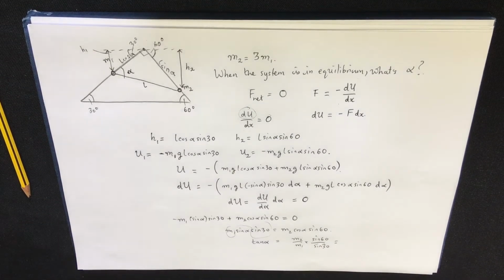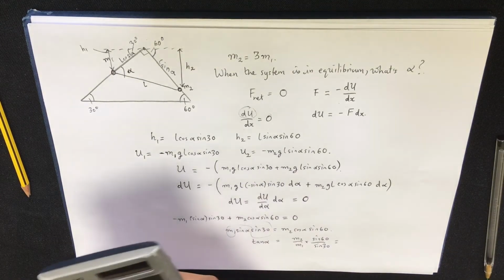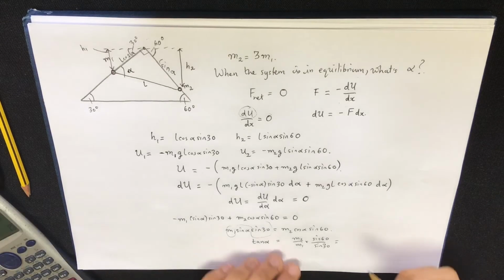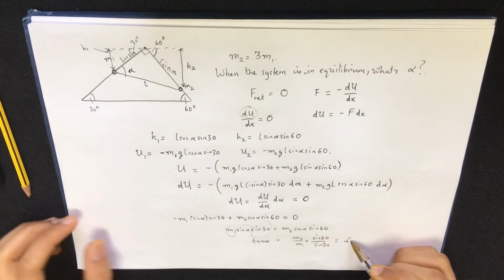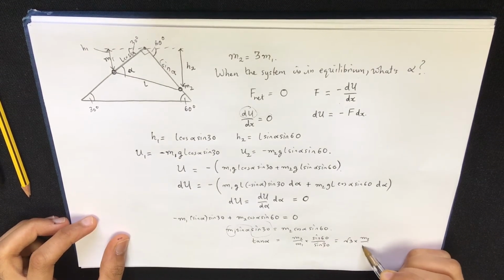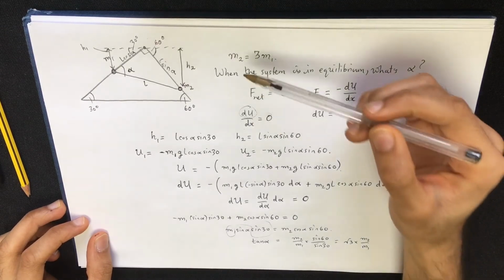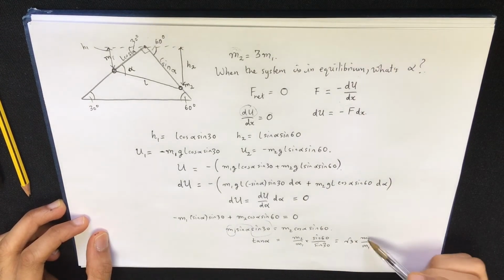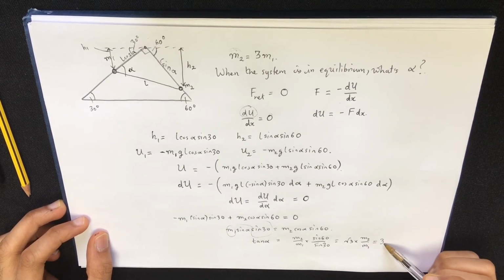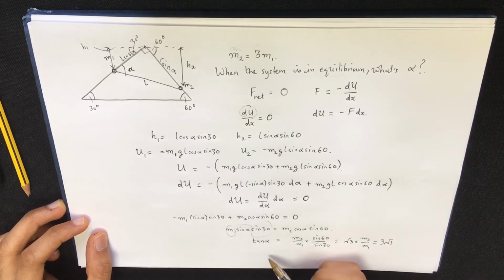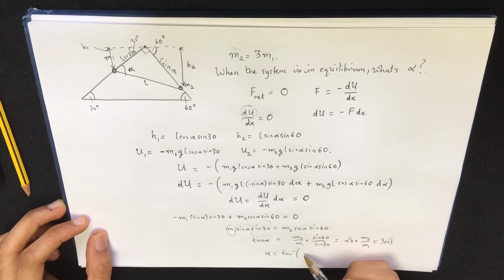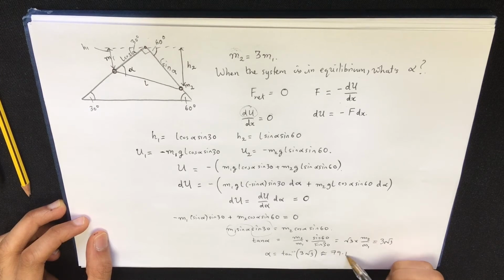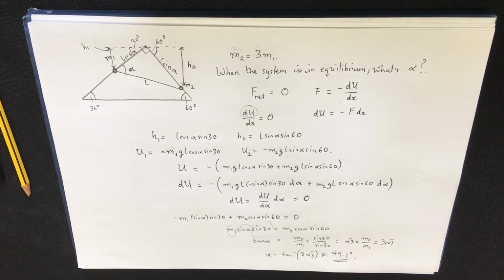Now, what is sine 60 divided by sine 30? Well, we can do that pretty easily. Sine 60 divided by sine 30 is going to be equal to root 3. So this is going to be equal to root 3 times m2 over m1. And we're told in the question that m2 is 3 times the mass of m1. So m2 over m1 is going to be 3, so 3 times root 3. Therefore, alpha is basically going to be equal to tan inverse of 3 root 3, which is roughly, if you put it into your calculator, 79.1 degrees, which is basically the answer they got.